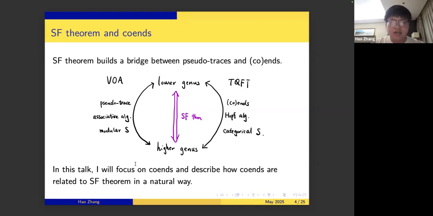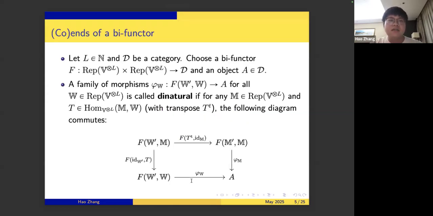In this talk, I will mainly focus on this side, the relationship between the TQFT community and our results. I will focus on coends and describe how coends are related to the sewing and factorization theorem in a natural way. To demonstrate my idea, I would like to introduce the definition of coends, and of course, I will introduce the definition in the VOA context.